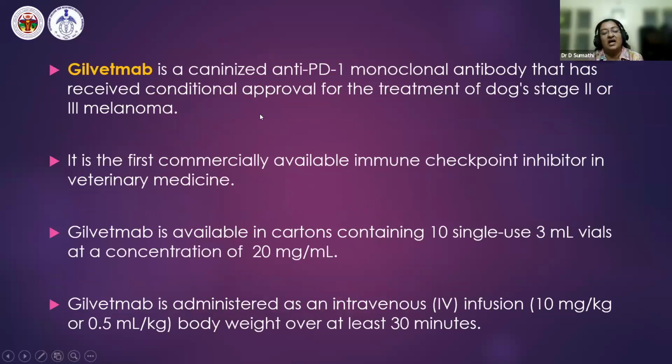Coming to the other drug available for use as an immune checkpoint inhibitor, the latest drug, that is Gilvetmab. Gilvetmab is a monoclonal antibody that has received approval for treatment in dogs with stage 2 and stage 3 lymphomas. It is a commercially available immune checkpoint inhibitor in veterinary medicine. It is available as 10 single-use 3 ml vials at a concentration of 20 milligram per ml. It is an intravenous injection. The dosage is 10 milligram per kg or 0.5 ml per kg body weight over at least 30 minutes. So this is one of the new drugs that has come into the market for use in melanoma.